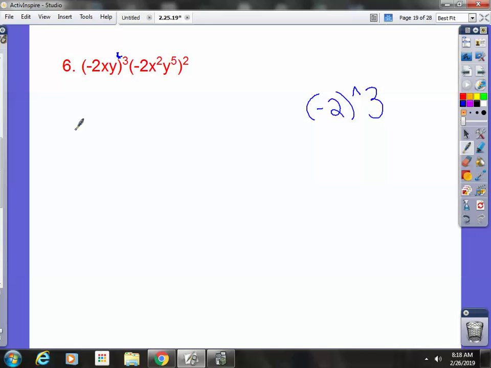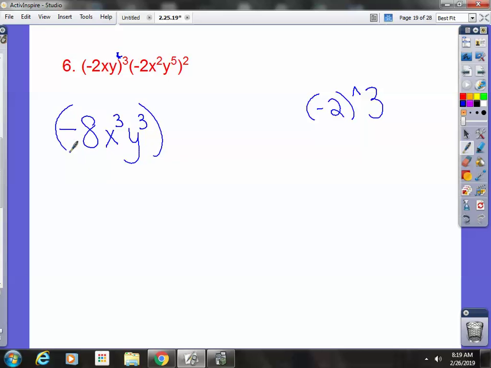It's negative 8. X is inside that parenthesis, so it gets cubed. So it's simply just x cubed. Y is in the parenthesis. It gets cubed as well. So just y cubed. That's the first parenthesis.